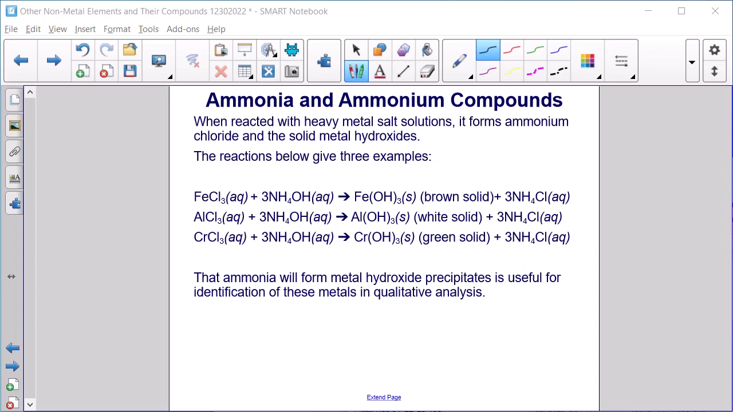When reacted with heavy metal salt solutions, it forms ammonium chloride and the solid metal hydroxides. The reactions below give 3 examples, reacting with these metal salt solutions of iron, aluminum, and chromium chloride. The ammonia will form metal hydroxide precipitates. You can see the metal hydroxide solid precipitates, which is useful for the identification of these metals in qualitative analysis. So if it's a brown solid, it's often indicative of iron, white aluminum, and green chromium.